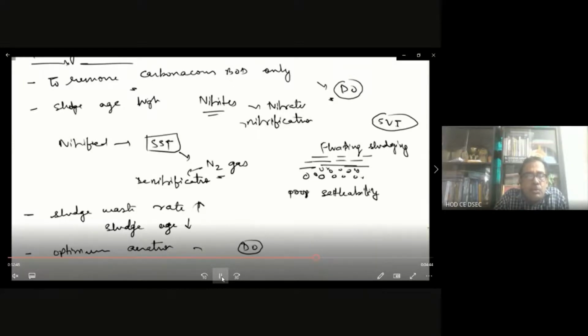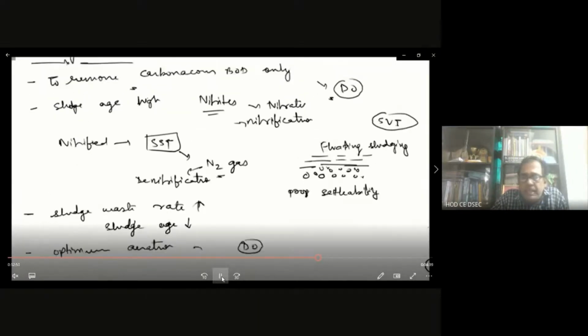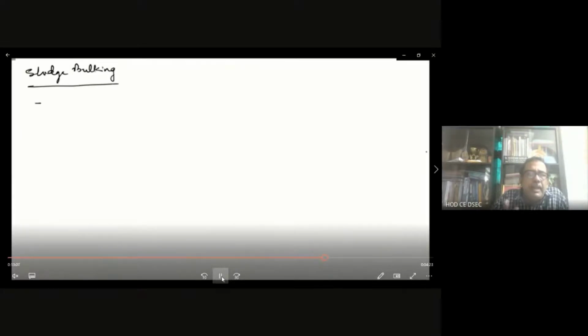Not beyond that; more than the optimum aeration, we have to go for the aeration. Now, I was discussing the sludge bulking. So what is sludge bulking? Let me tell you that sludge bulking means there will be a filamentous growth of bacteria, of the microorganism. It is due to the poor settability of the sludge.